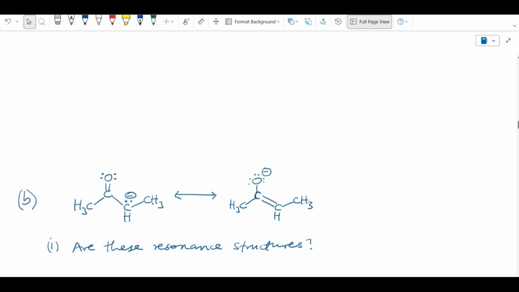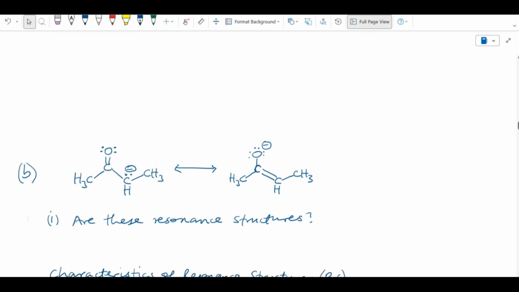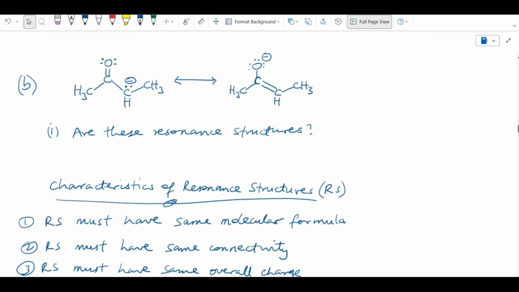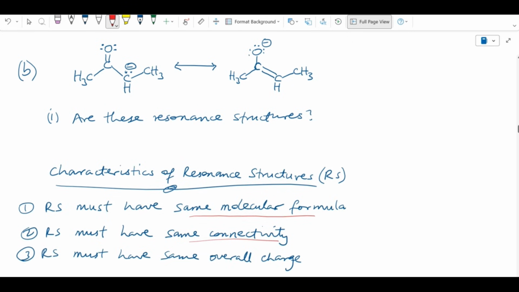This question asks us, 1, are these structures resonance structures? To answer this question, you need to write out the characteristics of resonance structures. For two compounds or structures to be considered resonance structures, they must have the same molecular formula, same connectivity, and same overall charge.